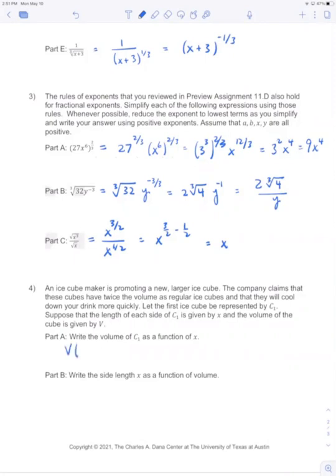So volume of C1 as a function of X, we could write it as X cubed. Part B, write the side length X as a function of volume. Since V of X equals X cubed, then X of V is going to be V to the 1/3 power.